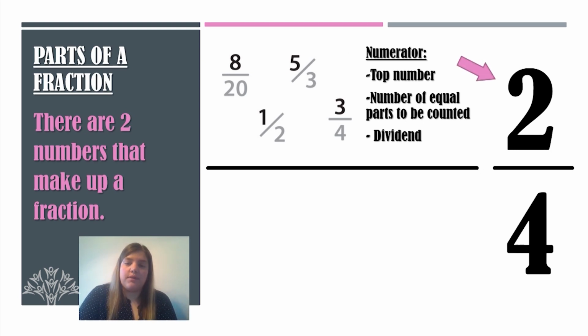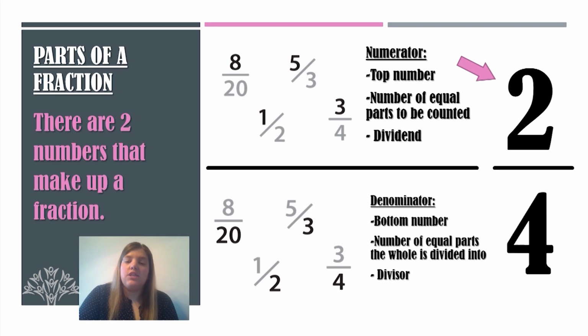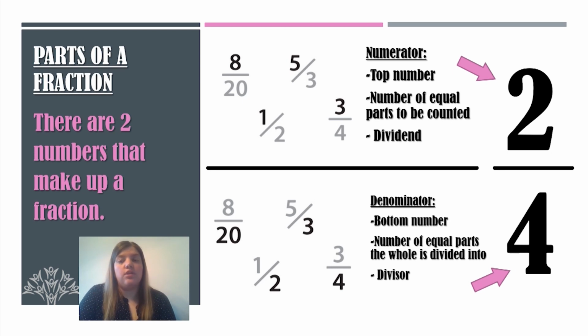The bottom number is the denominator. It is the number of equal parts that the whole is divided into. So it's the divisor. So looking at this fraction on the side, we have 2/4. Our numerator is 2. We have 2 of the pieces. Our denominator is 4. There's 4 pieces that make up the whole.